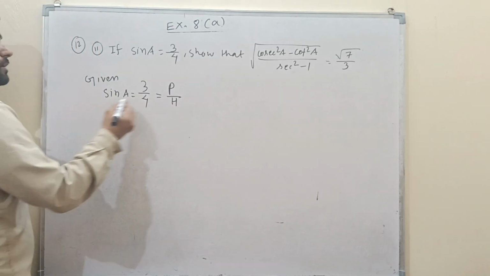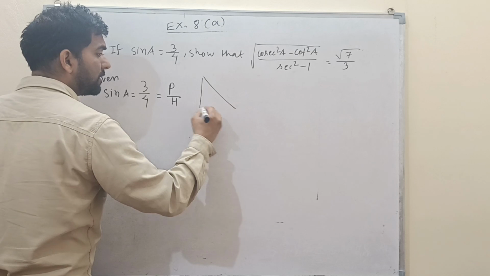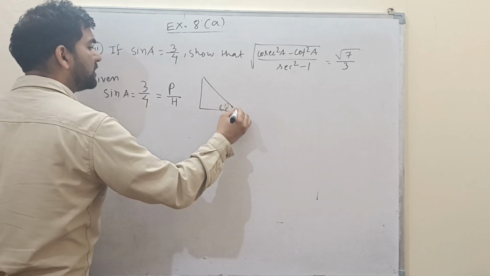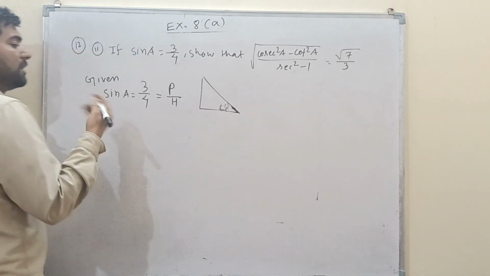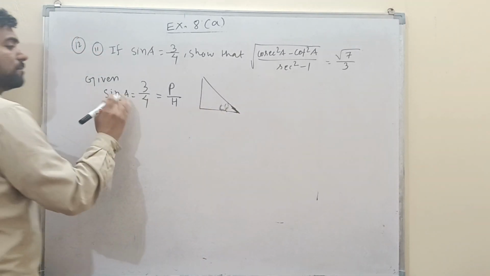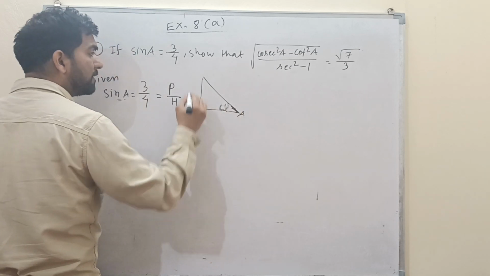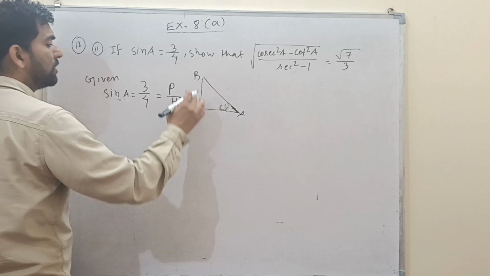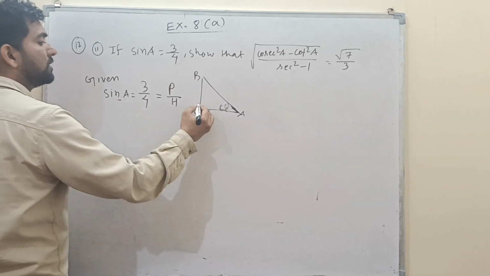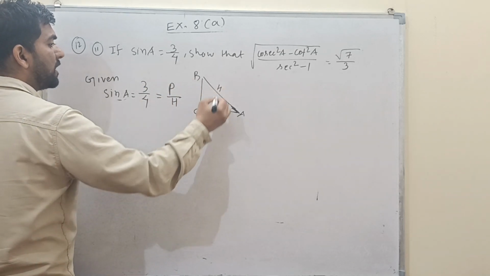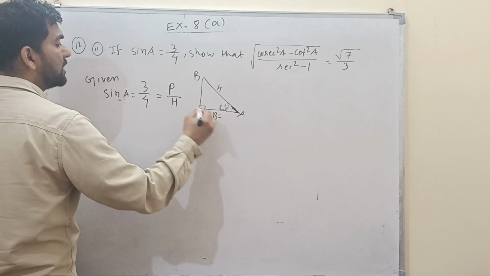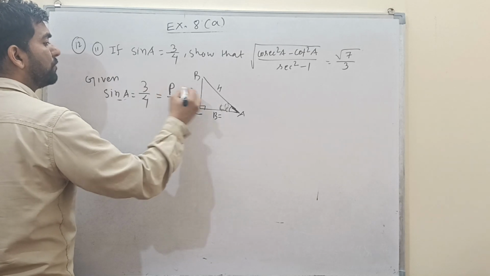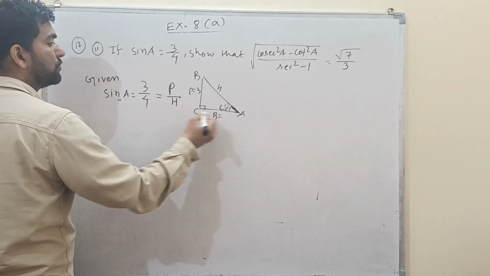Next, we will draw the right angle triangle. Here will be theta, but they are not saying about theta. Whenever theta is not there, you can always use A, B, C. So now this is 90 degrees, opposite to 90 degrees is hypotenuse. This will be base, and opposite to this angle A will be your perpendicular. So perpendicular we got 3 and hypotenuse we got 4.